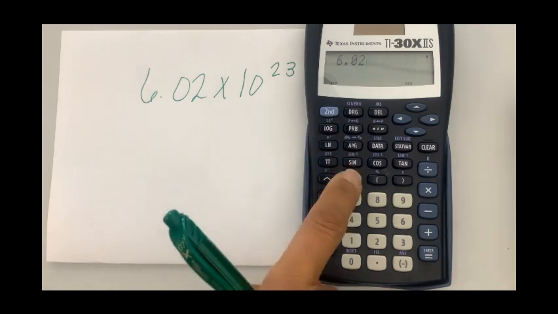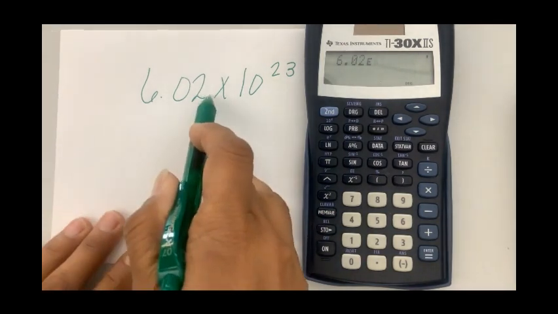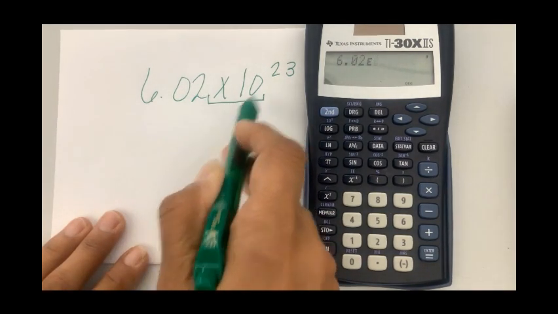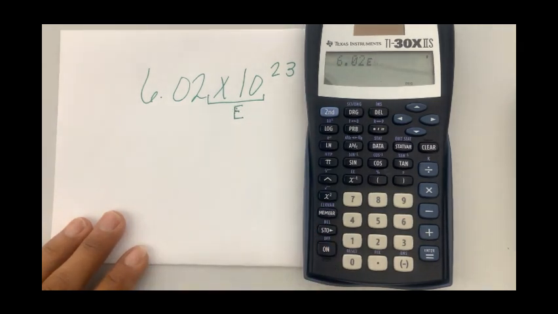So second EE, and you're going to get this E, which seems odd, but this is the easiest way to put scientific notation into your calculator. So that E represents this portion here, times 10 to the, so that's the E portion, okay? So then all you'll have to do is put in the number 23.